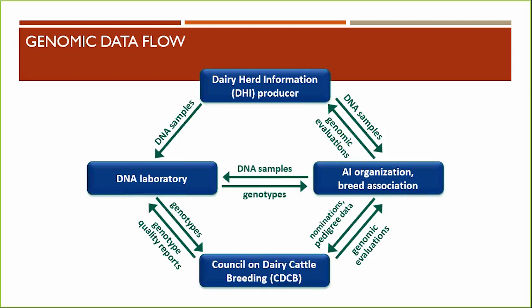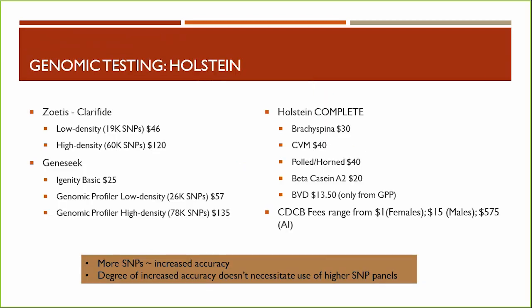So unfortunately, when you decide you want to have genomic testing, it's not really as straightforward as we would hope. Even though I mentioned just a couple of these different groups, just within Zoetis, you can have the CLARIFIDE panel, but there's a low density and a high density panel. Within GeneSeek, so that's Neogen, there are multiple. I only listed 3 of their panels. They have multiple panels available. You can look at the HOLSTEIN website, and there's the HOLSTEIN Complete, which has a number of individual tests as well. Plus, the CDCB will also have different fees associated with their council.